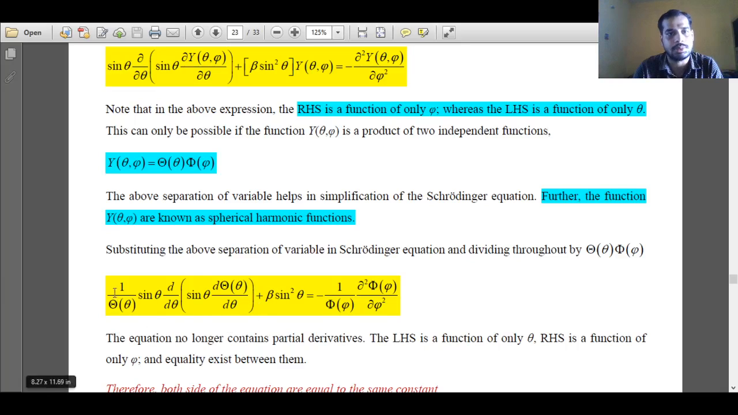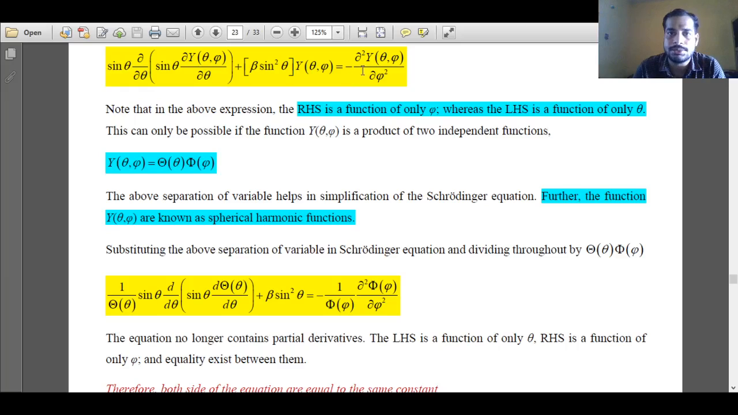The first term of the LHS looks like this. Now what about the second term? In the second term there is a spherical harmonic function, and I'll substitute it as a product of theta function and phi function. Again I am dividing by the theta function and phi function, so I am left with only beta sine square theta. Then what happens in the right hand side?